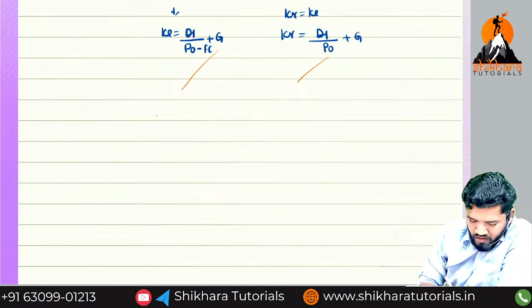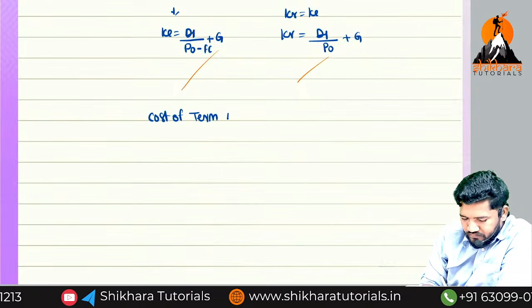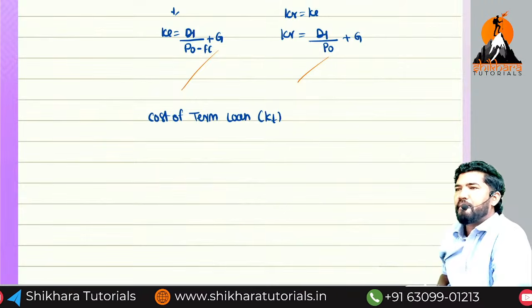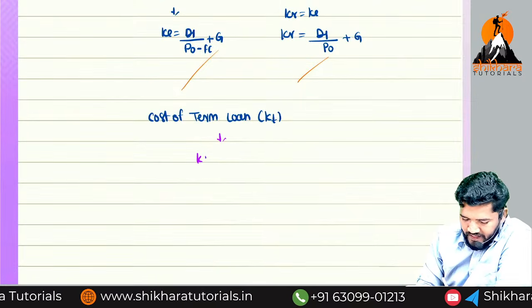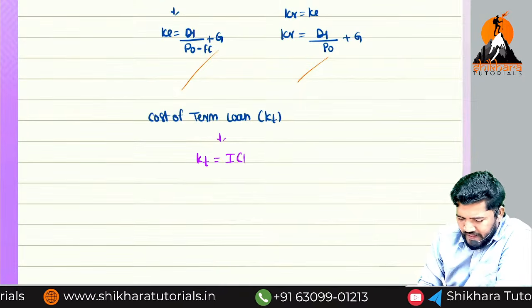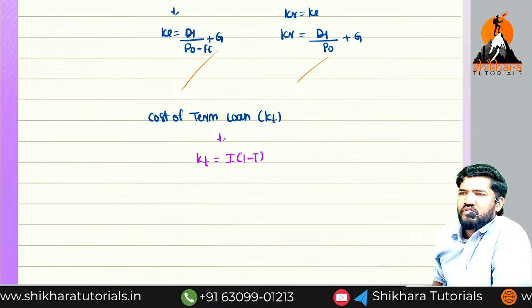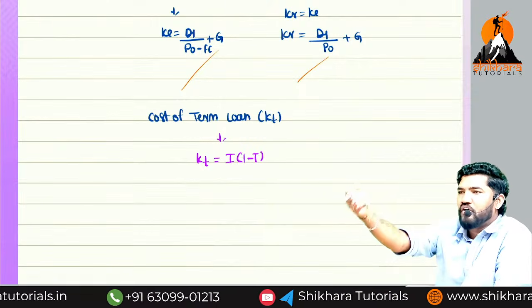Next, cost of term loan. It is denoted with KT. Now cost of term loan, KT equals just interest into (1 minus tax). You need not divide it by anything. Why? You are not selling anything. You are just mortgaging your company documents.